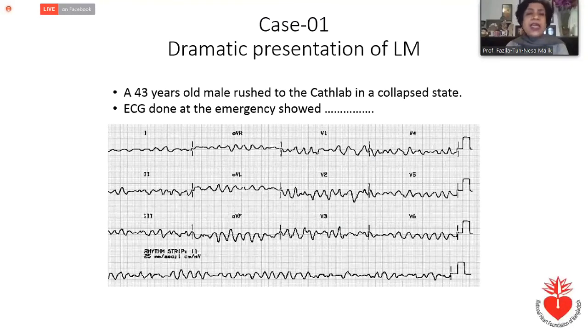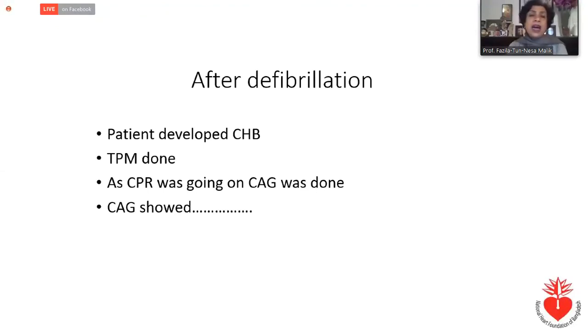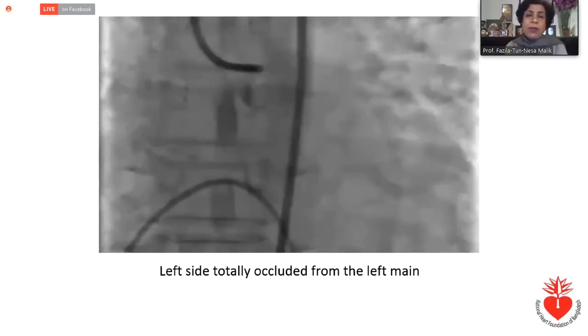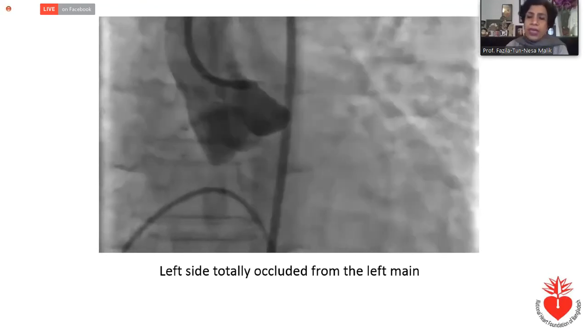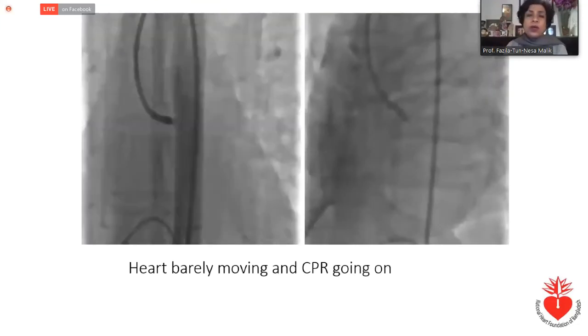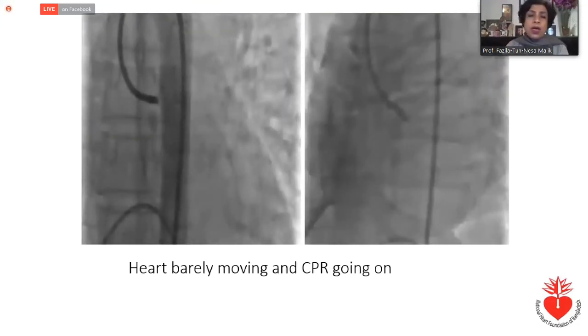Such was the case of this 43-year-old male who was rushed to our cath lab in a collapsed state. His ECG, which had been done in the emergency, showed that he was having ventricular fibrillation. After defibrillation, he developed complete heart block. A temporary pacemaker was done, and as CPR was going on, we did the angiogram. You can appreciate that the left side is totally occluded from the left main. As CPR was going on, we managed to wire the vessel as well.